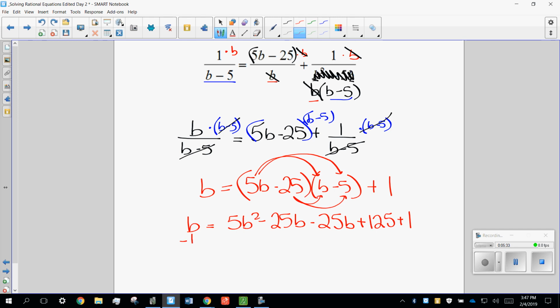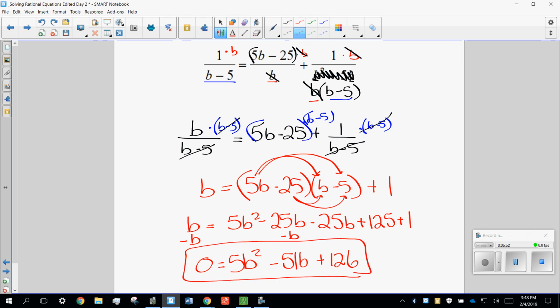So let's subtract the b. Then we'll have nothing equals 5b squared minus 51b plus 126. From here, you could try to factor it. I happen to know that it's going to be tough to factor, so I would suggest graphing because I think it's the fastest. So let's pull that up.